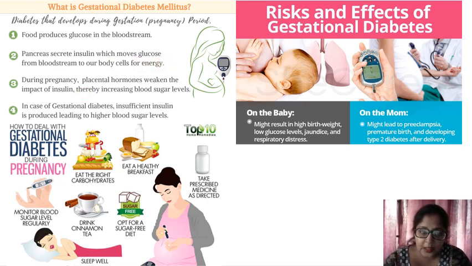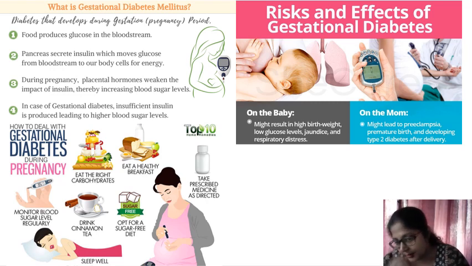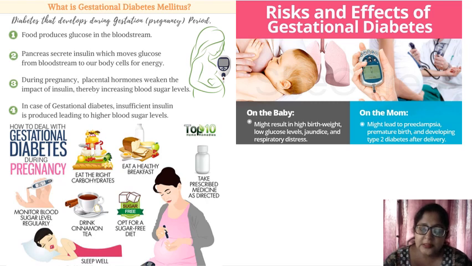We know that. But during pregnancy, the placental hormones actually weaken the impact of insulin. When the insulin is weakened, the uptake of blood sugar is lowered, and hence the blood sugar level will increase. And sometimes insufficient insulin is also produced.